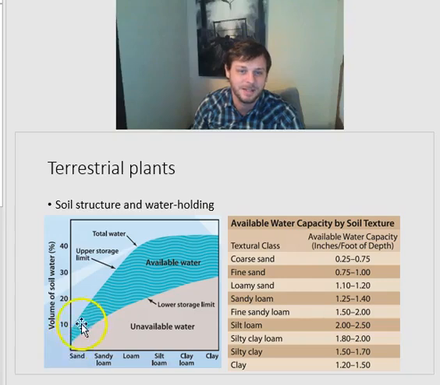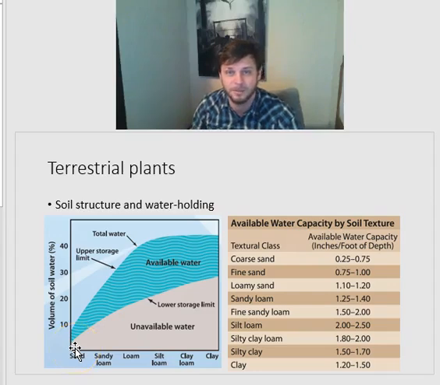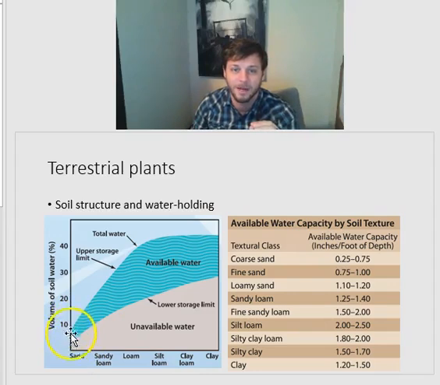You can see that it can hold like 10% of water to your volume of sand. And about half of that is unavailable to plants. So at field capacity, only about 5% per volume of water can be held and used for plants. So sand is really bad at holding water.